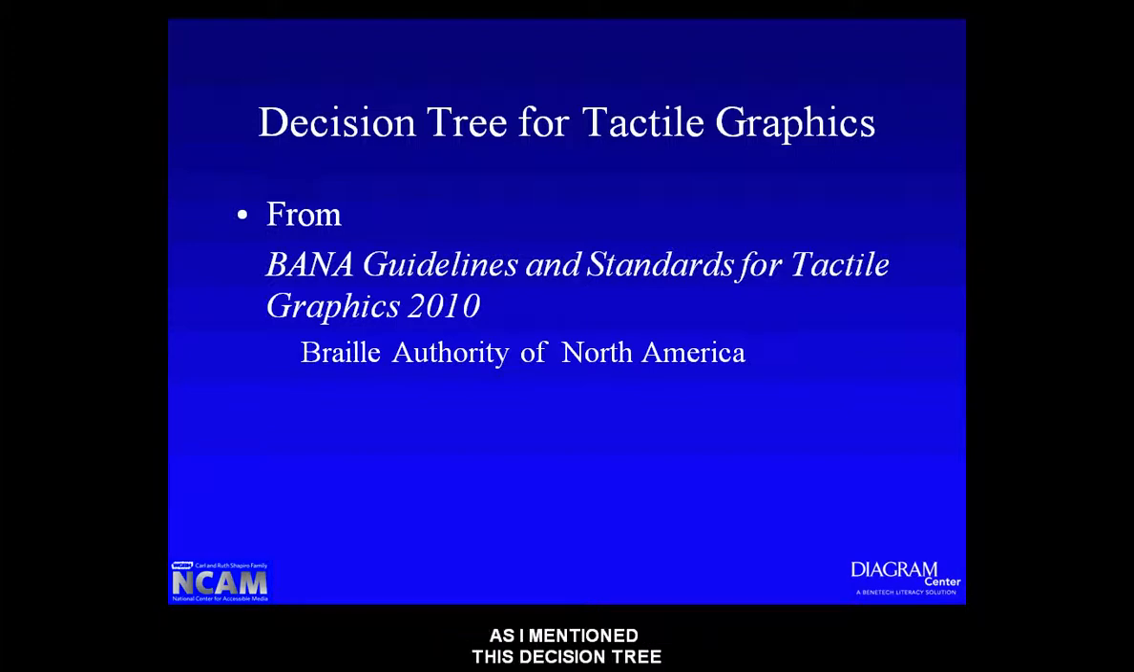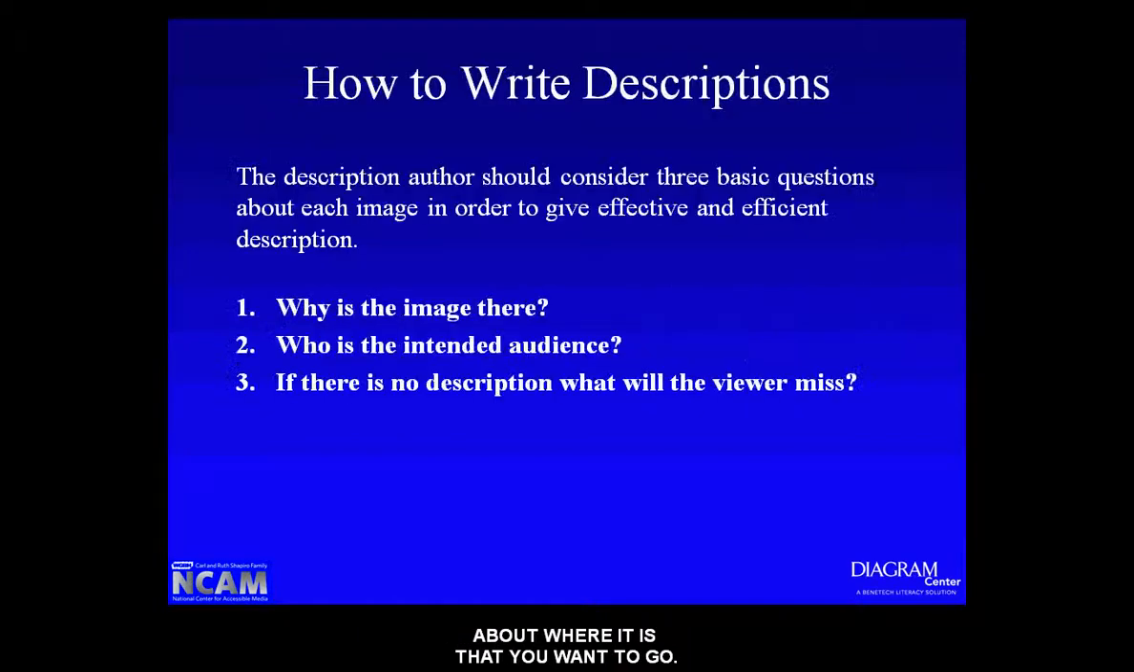As I mentioned, this decision tree is in the Braille Authority of North America Guidelines and Standards for Tactile Graphics 2010, and it's available for free download at brailleauthority.org, which is the website for the Braille Authority, and that will help you to make the decisions about where it is that you want to go. There are also a lot of examples in there that will help you to figure that part out. If you have questions about this, please write them in, and we'll deal with them at the end of our presentation. Bryan.